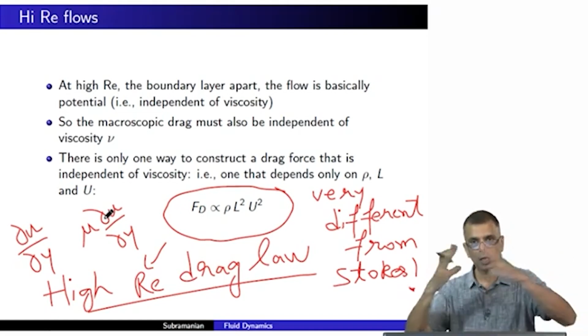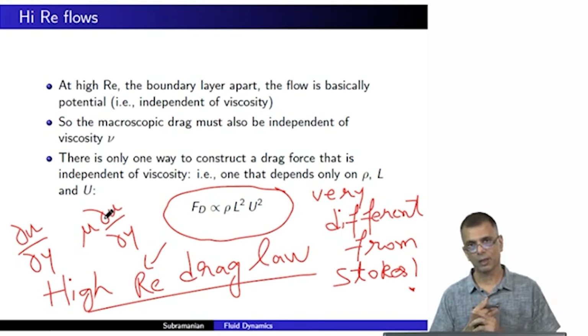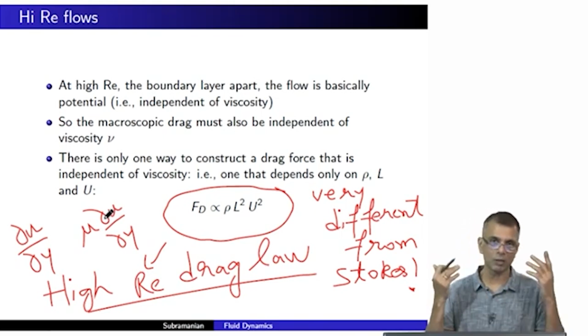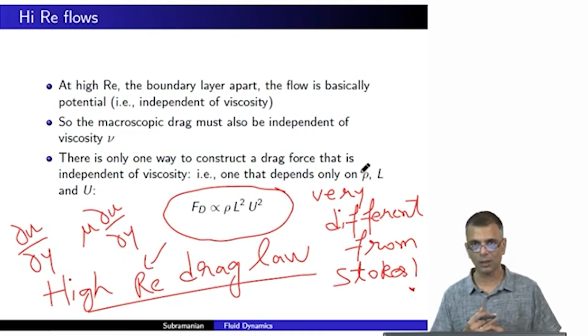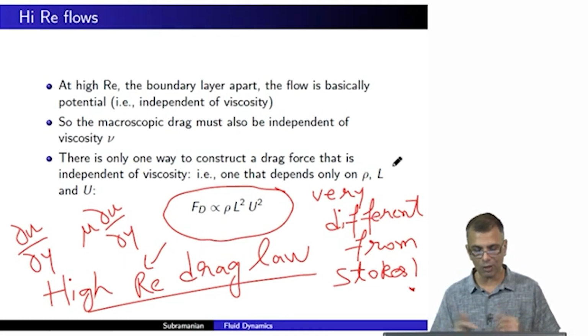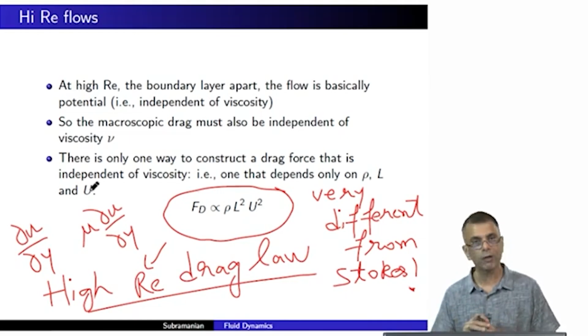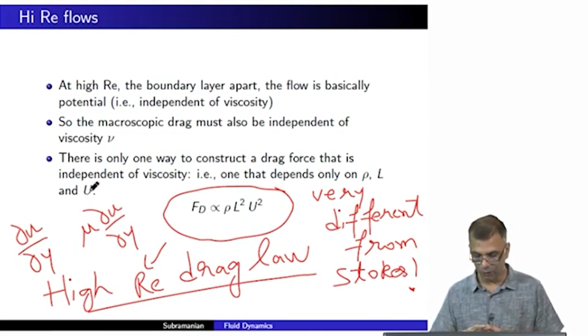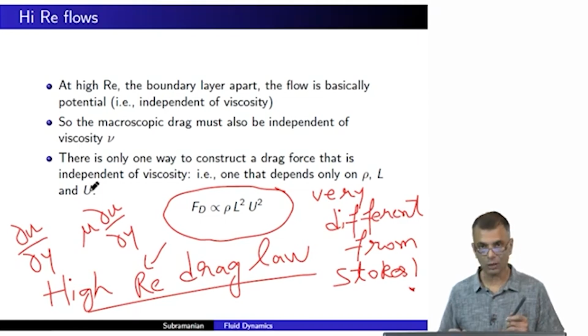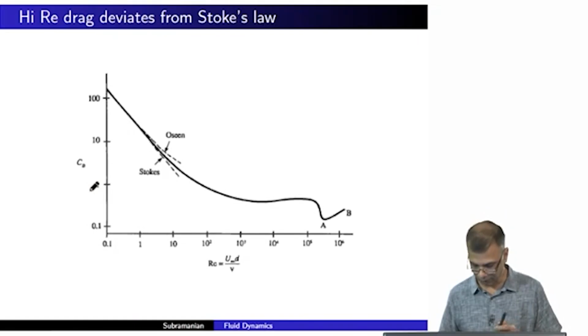But as far as the bulk flow is concerned, you have to construct a drag force that does not depend on viscosity. The only way to construct something with the dimensions of force from something that depends only on the density of the fluid, the dimensions of the object, and the bulk velocity is this. This is the high Reynolds number drag law, and it's very different from the Stokes law. This proportionality constant is what's called the C sub d. We will come to that in a minute. And so this is the turbulent drag law.